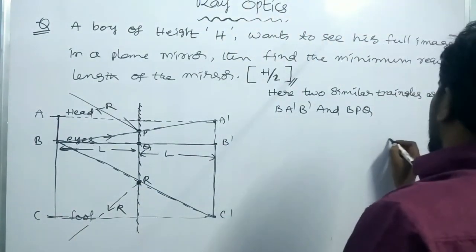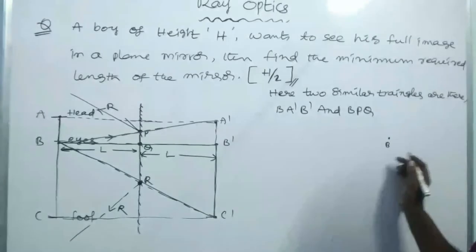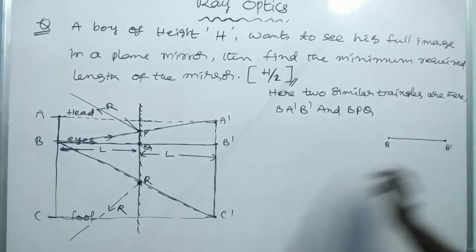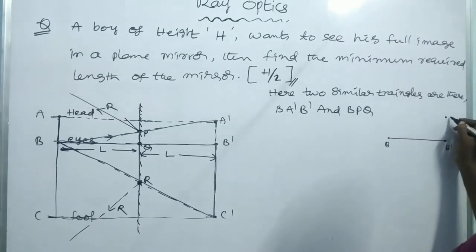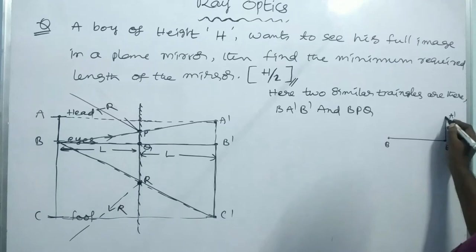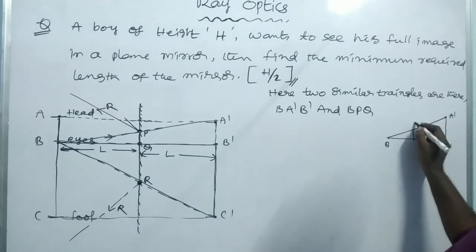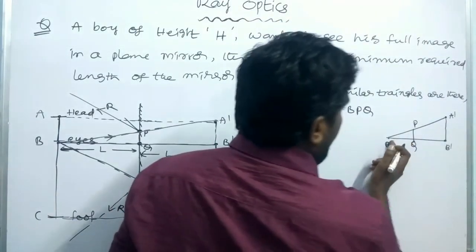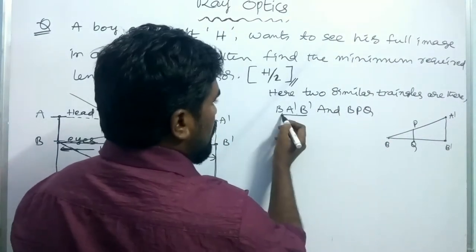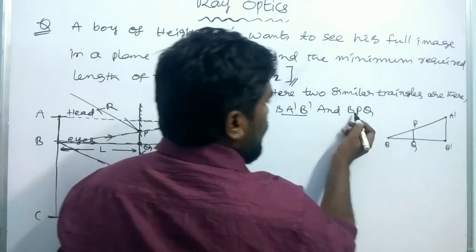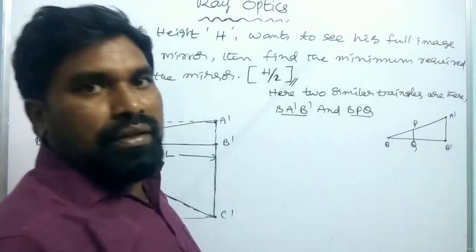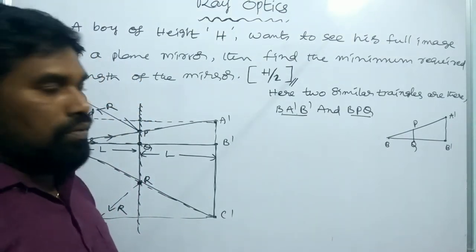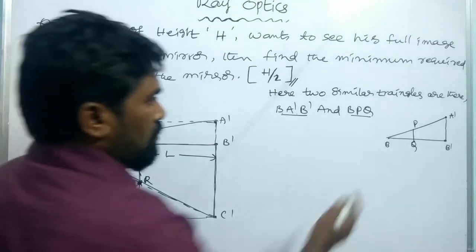This is the point B, and this is B dash. Here this is the point A dash, and here this is P and Q. B A dash B dash is one triangle, and B P Q is the other triangle. These are actually similar triangles, so from the similar triangles, the ratio of sides is always equal.